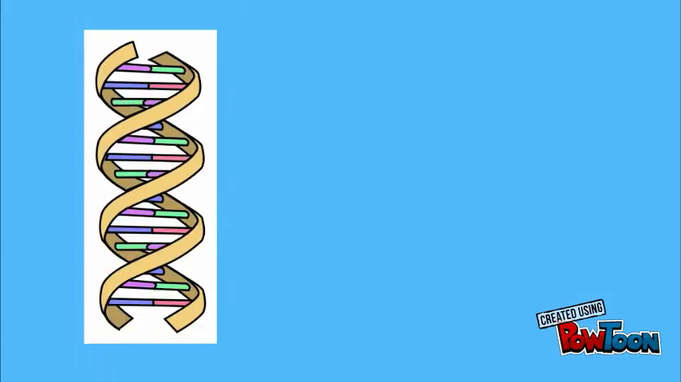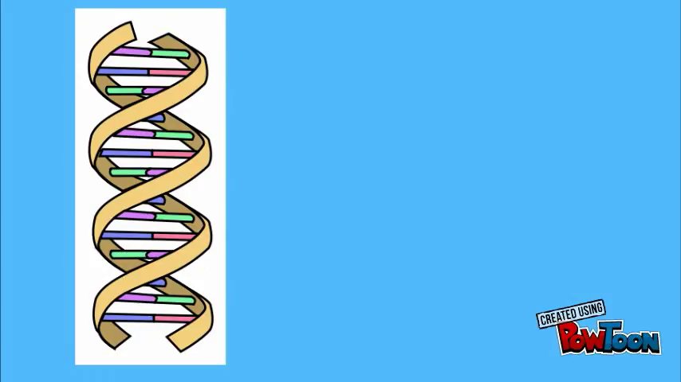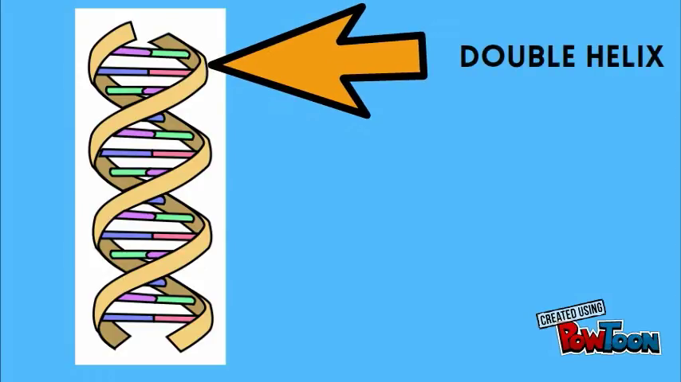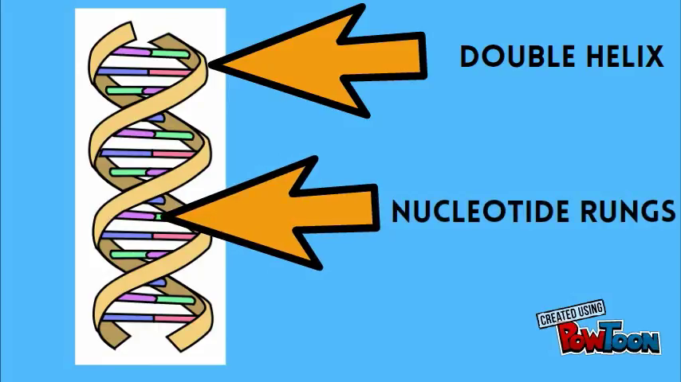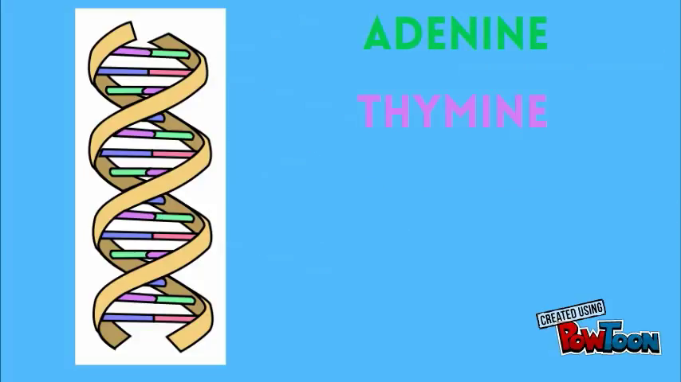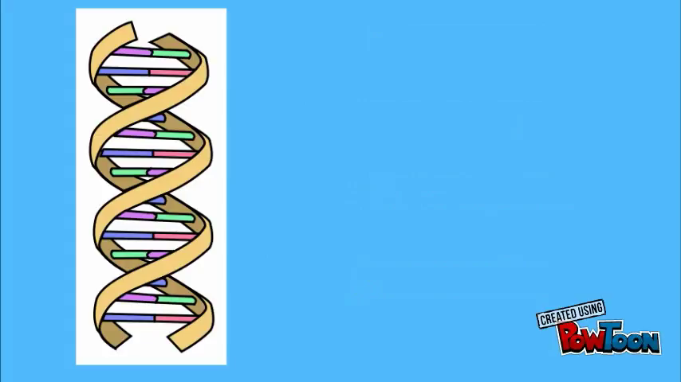Here we have a strand of DNA. The yellow outer spiral is called the double helix, and this is made from a sugar phosphate bond, deoxyribose being the sugar. And in between the helix are the nucleotide rungs, and there are four in total: adenine, thymine, cytosine, and guanine. But have you noticed anything about the rungs?